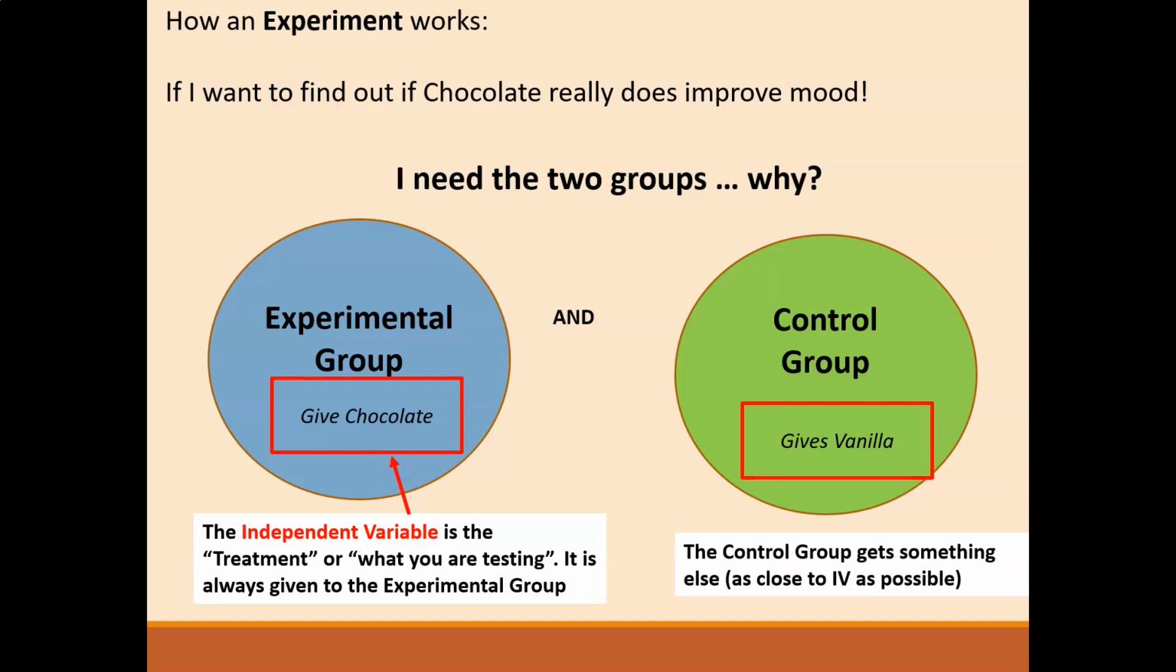And the question, why do I need two groups? Because I have to compare these two. There should be a difference. If I'm correct that chocolate really does improve mood, there should be a difference between those that ate chocolate and those that didn't. There really should be a difference.